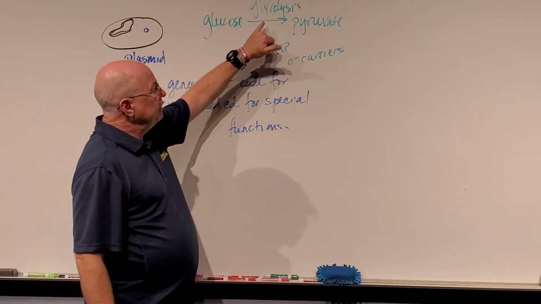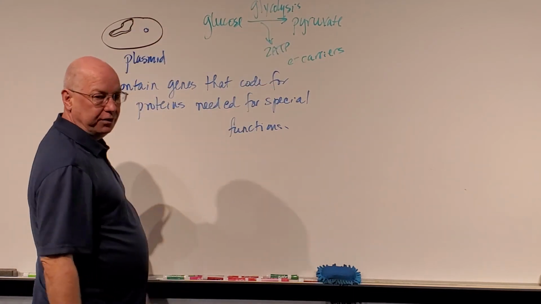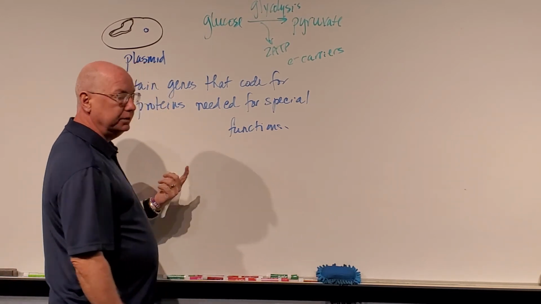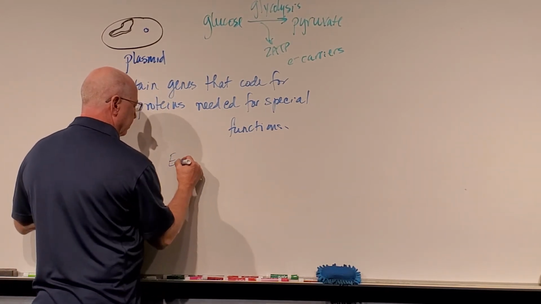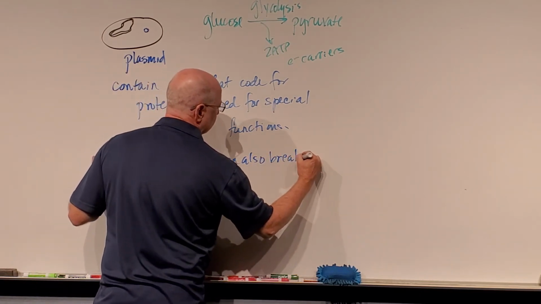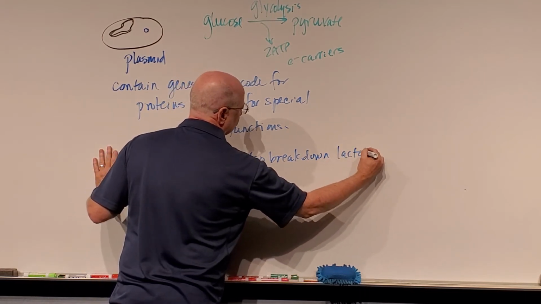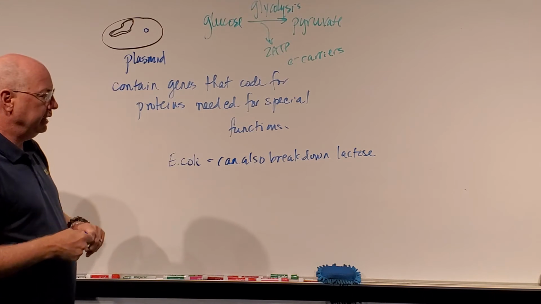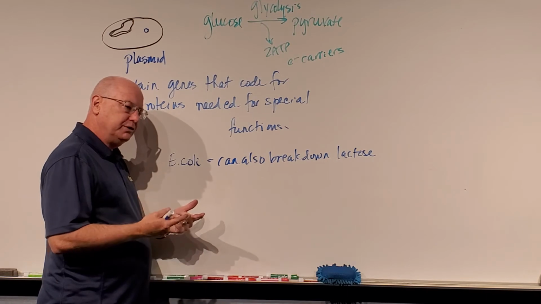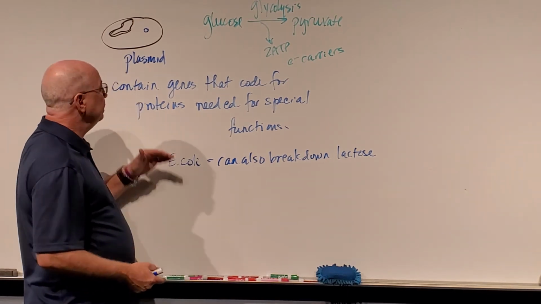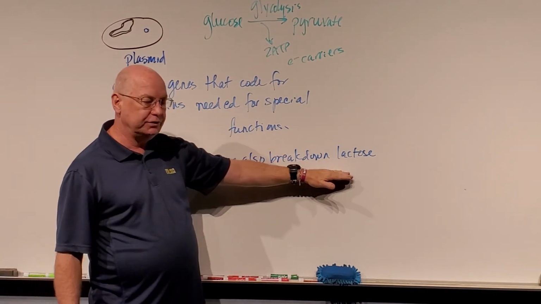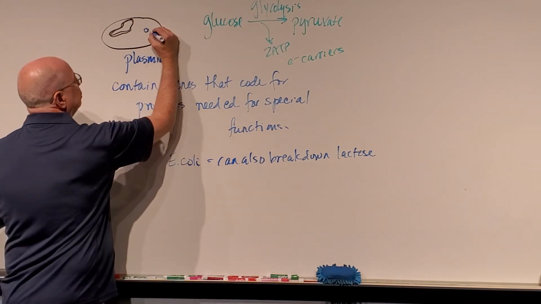Now, the enzymes that are needed to do this are inside the cytoplasm of our bacterium. Not all bacteria can, but some can. For example, E. coli can also break down lactose. And there are other organisms that, under special conditions, have genes that they don't need for their everyday function. But when we need to utilize a gene for a special function, then there might be a gene on a plasmid.